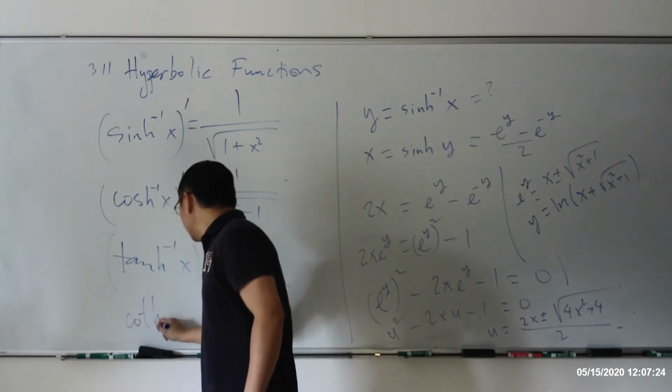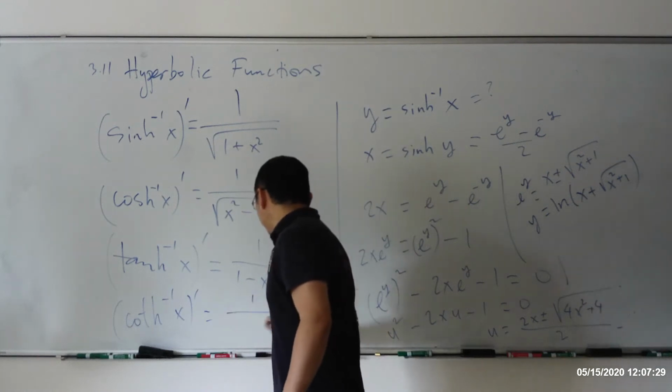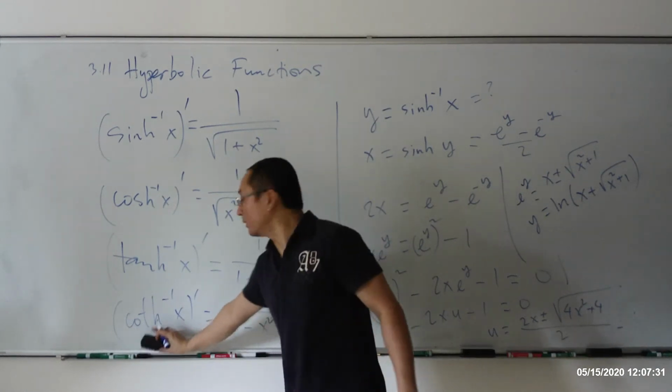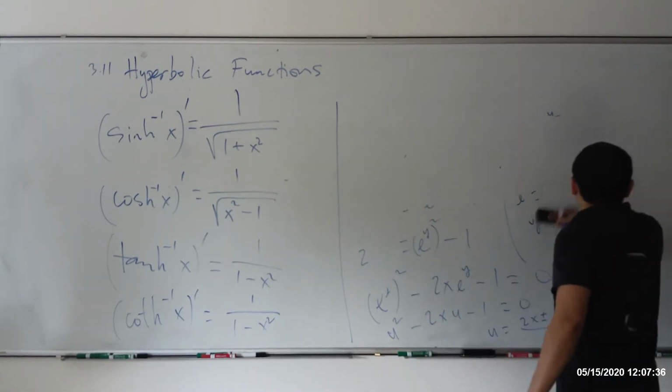The inverse hyperbolic cotangent of x, the derivative is still 1 over 1 minus x squared. It's the same thing. Okay, two more, and then I'll show you how to prove the formula.